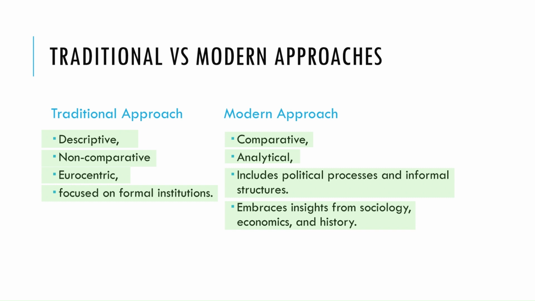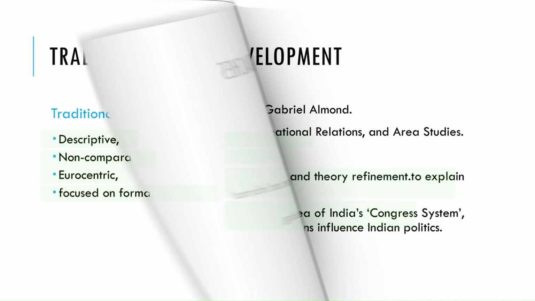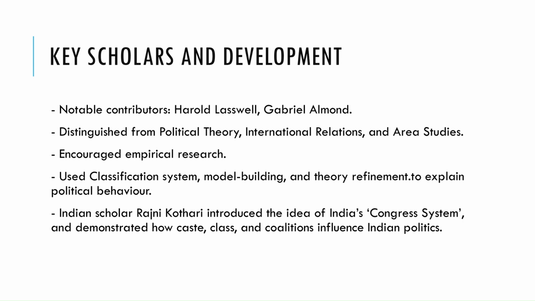Building on this shift to modern methods, let's now explore how scholars helped shape comparative politics into a more analytical and dynamic field. The modern field of comparative politics was developed by scholars like Harold Lasswell and Gabriel Almond. They worked to clearly distinguish comparative politics from other fields like political theory, which is more philosophical, and international relations, which focuses on relationships between countries. They also helped separate it from area studies, which look at specific regions without building broader theories.